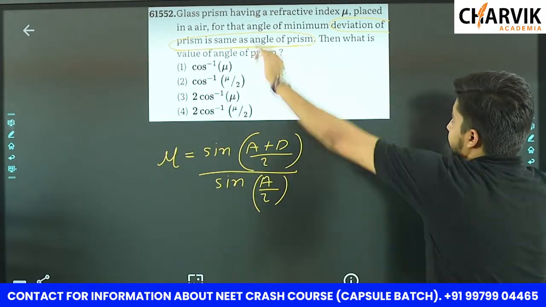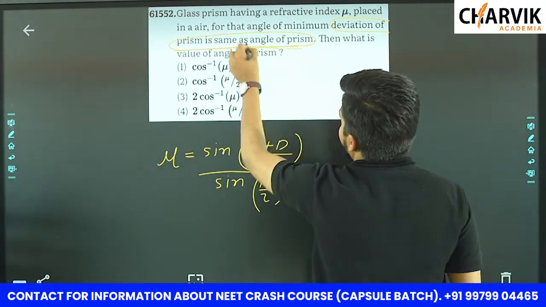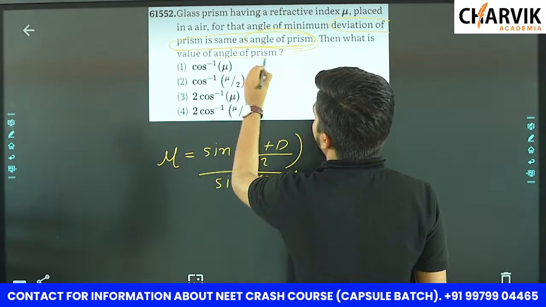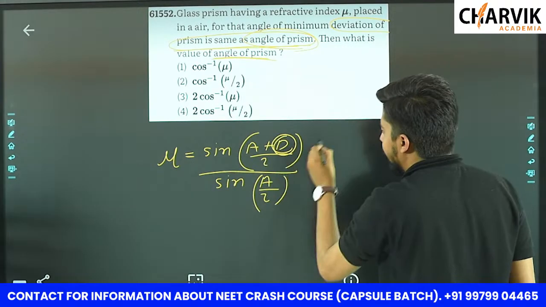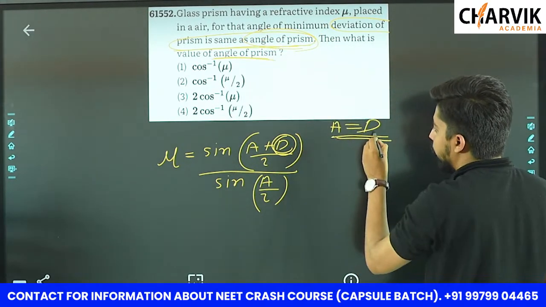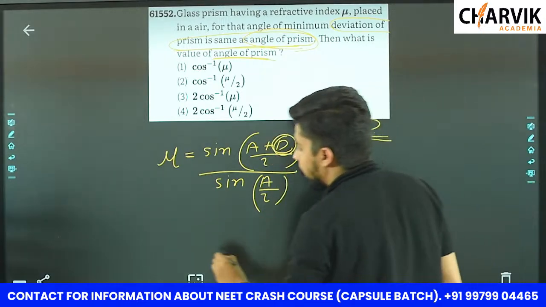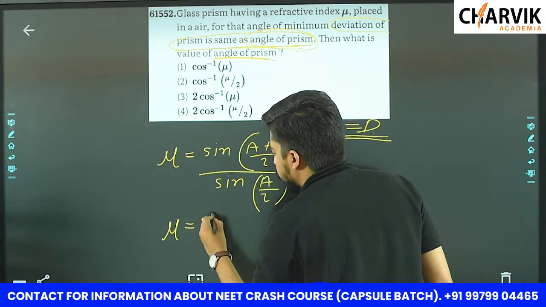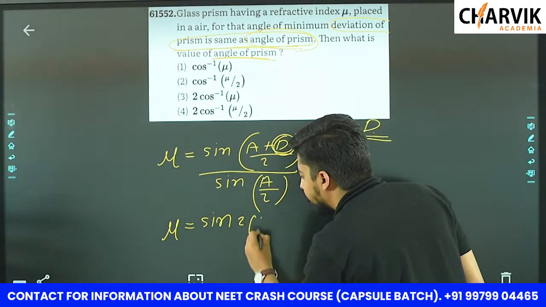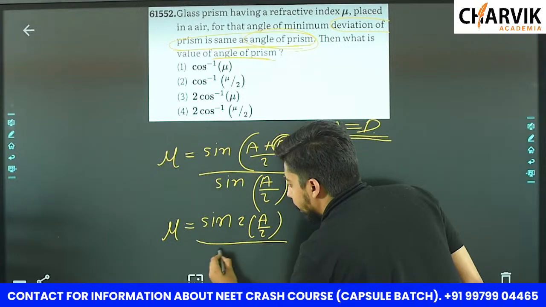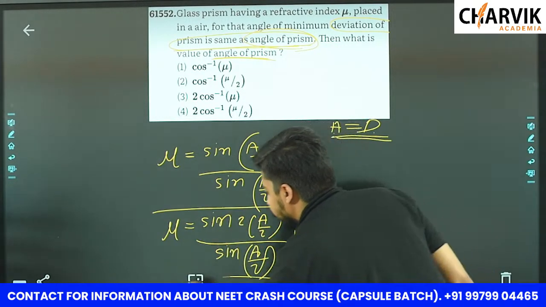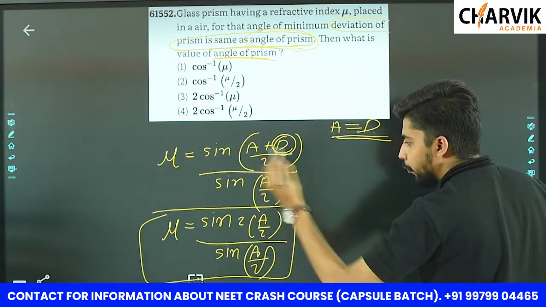And in the question they are saying that the deviation is the same as the angle of prism, and your answer is in terms of the angle of prism. So because A is equal to D, instead of D I can write A. So this becomes mu is equal to sine of (A plus A) divided by 2, which becomes sine of 2 times A by 2, and in the denominator there will be sine A by 2. So now you need to simplify this. How will you simplify this?